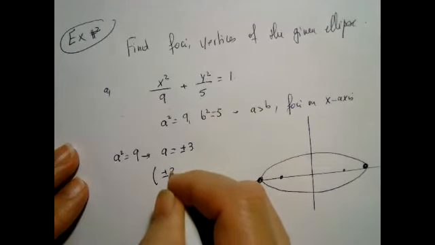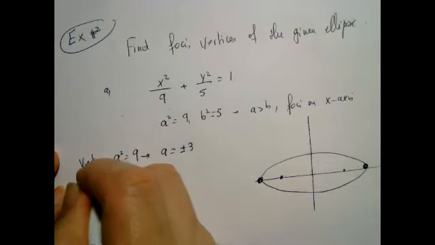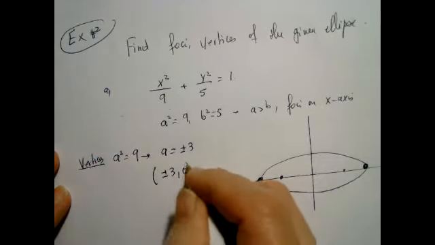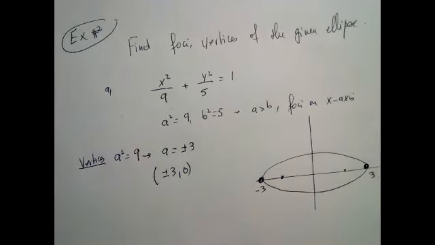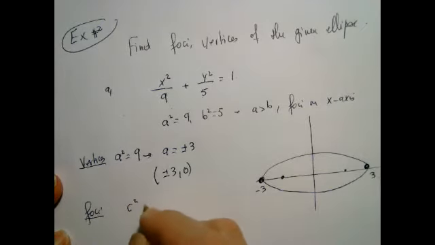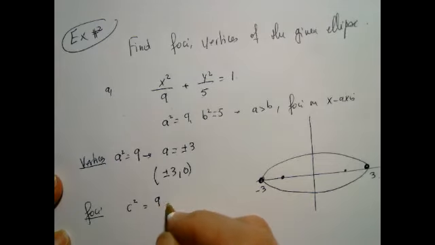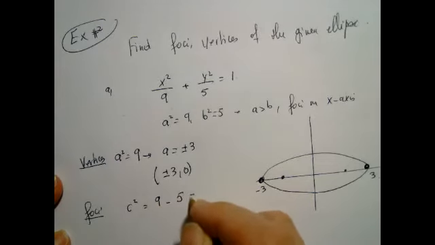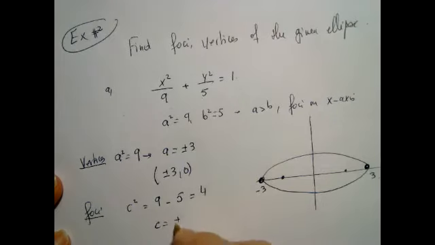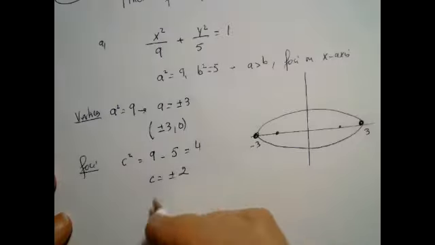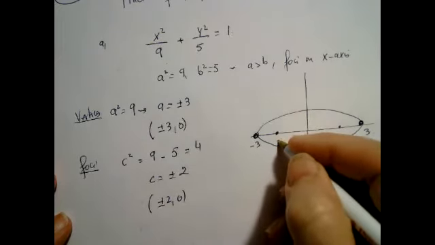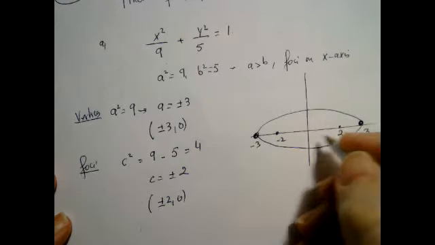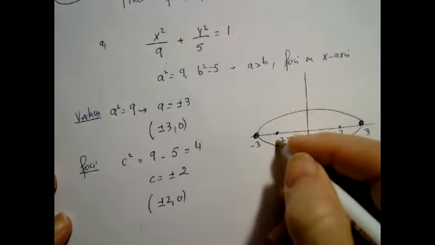So the vertices are plus or minus 3 and 0. One vertex, that's another vertex. Okay, so those are the vertices. Now the foci. It means I need the c. So we know c squared is the largest, b squared, I meant a squared minus 5. This is equal to 4. C is plus or minus 2. It means the foci are at plus or minus 2 and 0. So that's one foci, and that's the other foci. We call them basically F1 and F2.